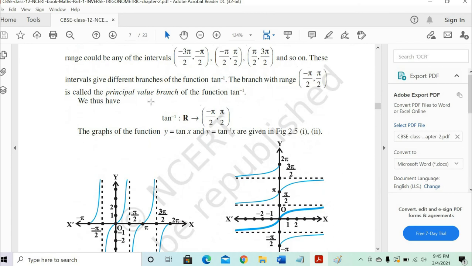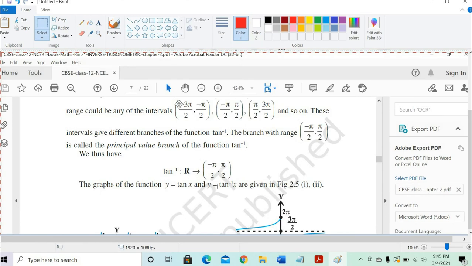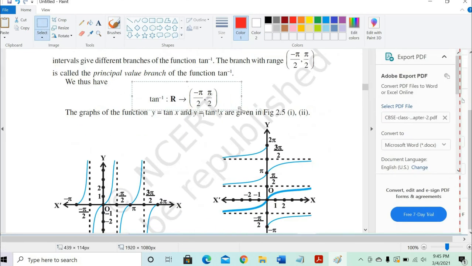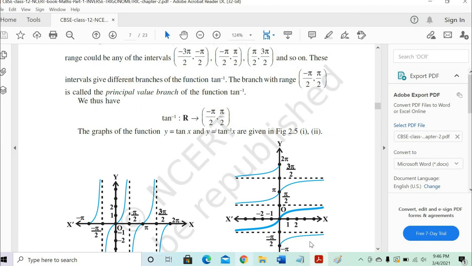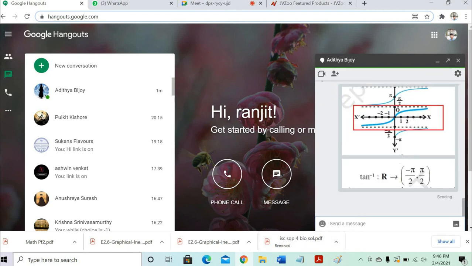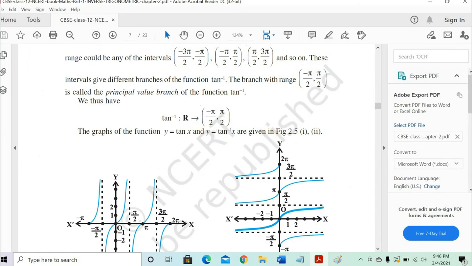So how do we define the principal value branch? For tan inverse, x can take any value, and the range is all the values between minus pi by 2 and pi by 2, where minus pi by 2 and pi by 2 are not included. Because on the y-axis it's unique between these two values. Don't include pi by 2 and minus pi by 2, because it's not defined there. Understood? Any doubts? Excellent.